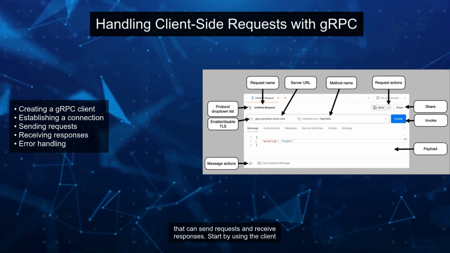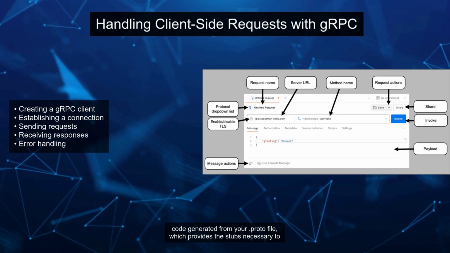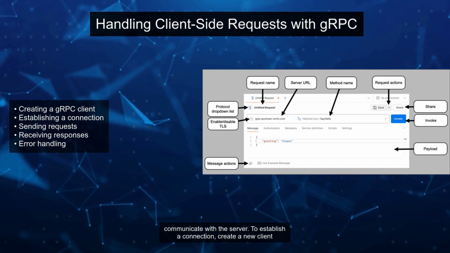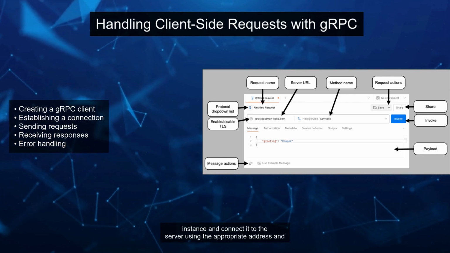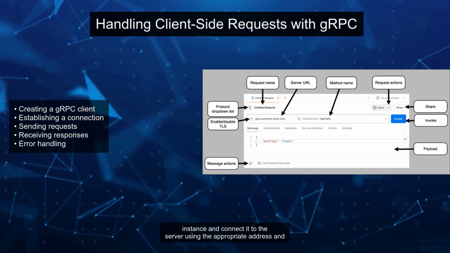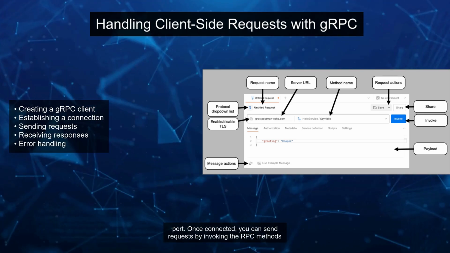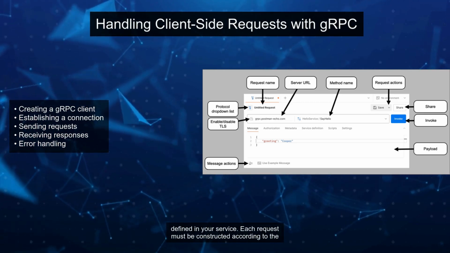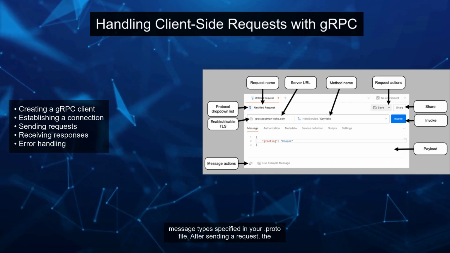Start by using the client code generated from your proto file, which provides the stubs necessary to communicate with the server. To establish a connection, create a new client instance and connect it to the server using the appropriate address and port. Once connected, you can send requests by invoking the RPC methods defined in your service. Each request must be constructed according to the message type specified in your proto file.